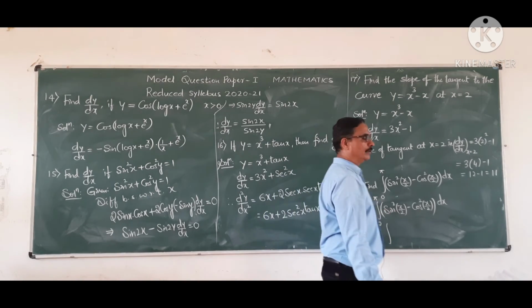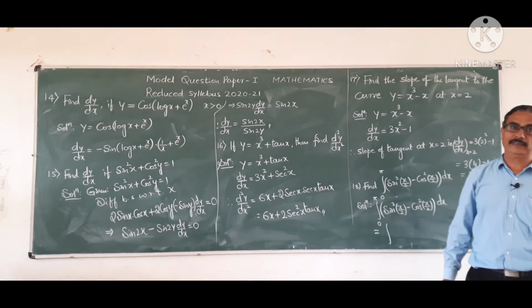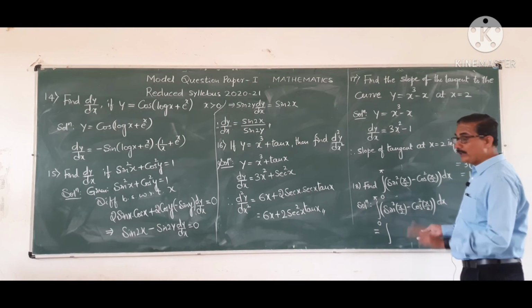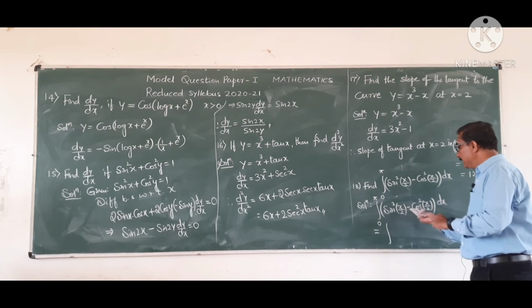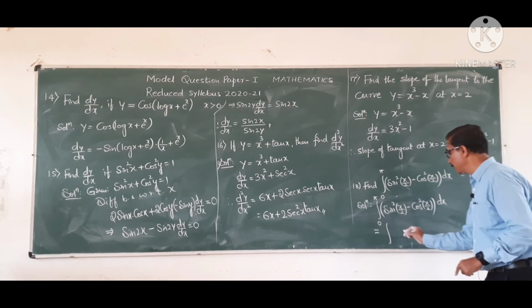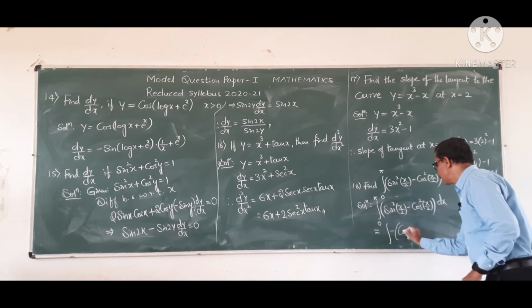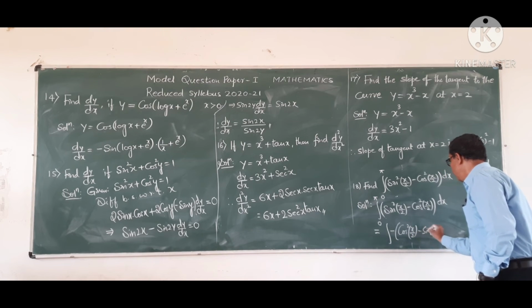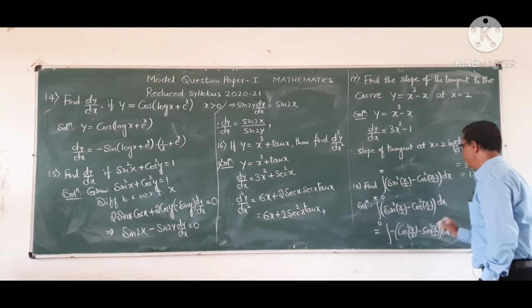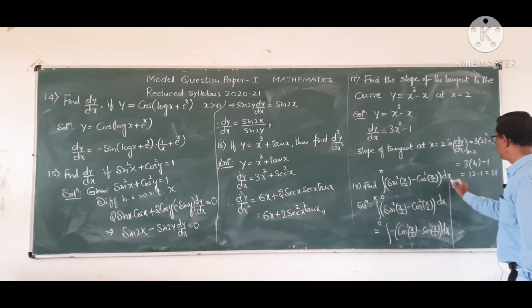Here we don't know the formula for sin square x by 2 minus cos square x by 2. So we know the formula for cos square x by 2 minus sin square x by 2. So interchange those two. If we interchange, we can write minus of cos square x by 2 minus sin square x by 2. Right?